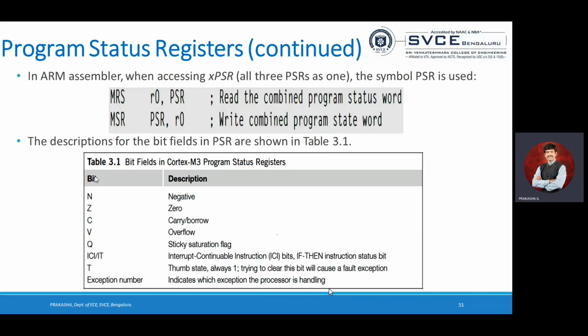I can stop it now, because a lot of things are there to discuss about CPSR. I'm going very slow with respect to CPSR.